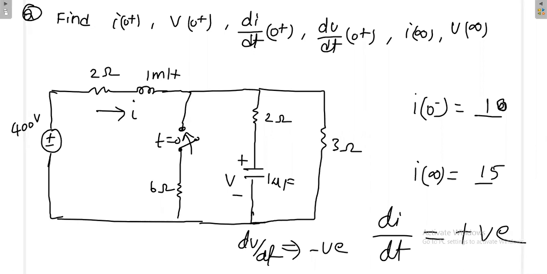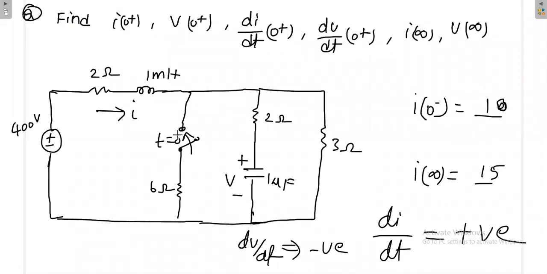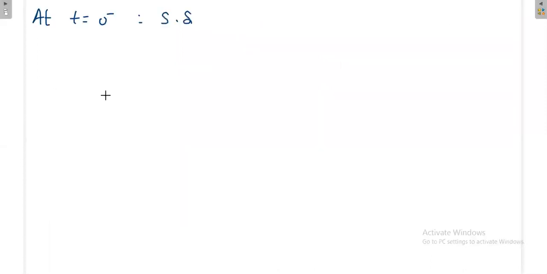What is the state of the circuit at t is equal to 0 minus? Before applying the switching operation, definitely the circuit will be in steady state. That means this 6 ohm will not be there. The inductor is short, the capacitor is open, then you get the rest of the elements: 2 ohm, 3 ohm and 2 ohm and 400 volt. So the state of the circuit at t is equal to 0 minus will be like this.